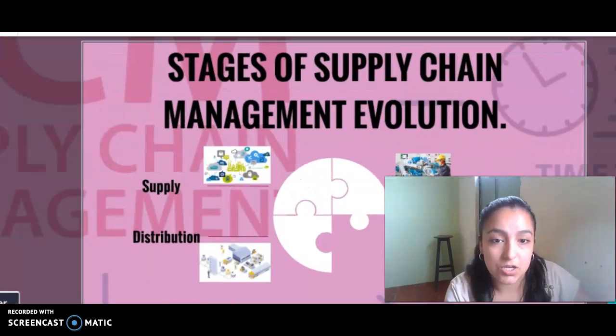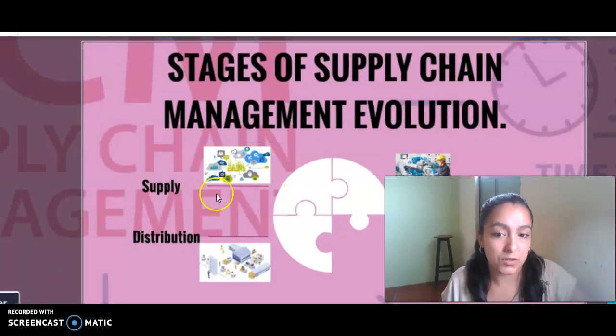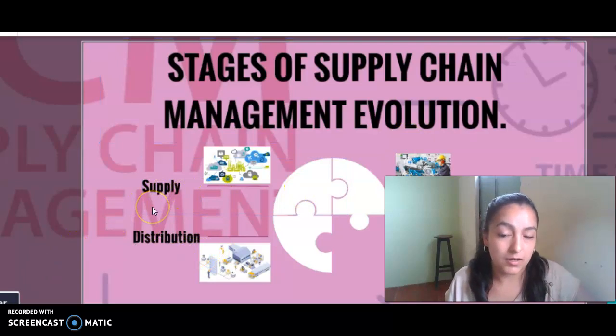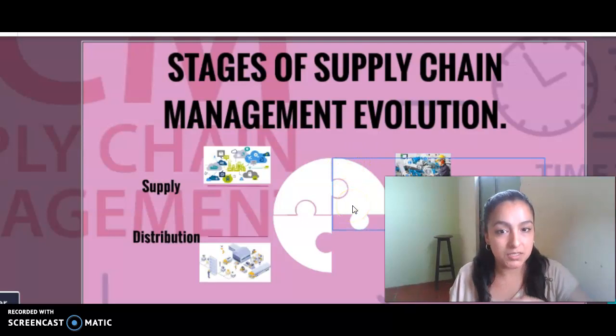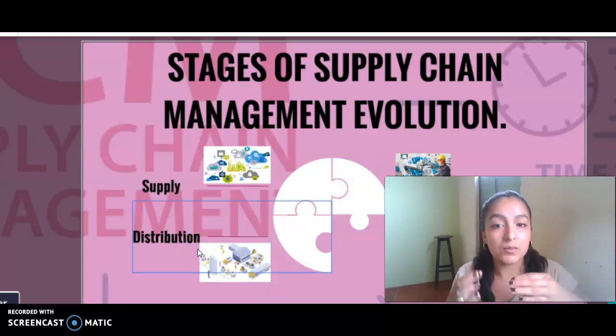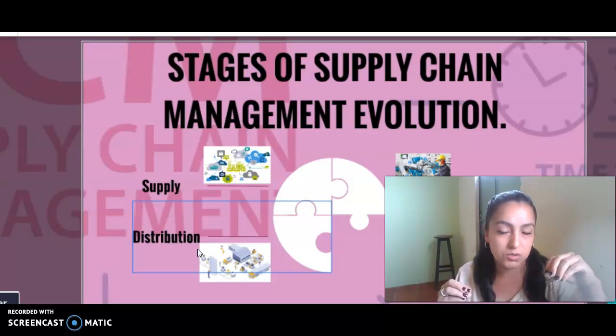And the stages of supply chain management evolution. They are three: supply, manufacturing, and distribution. The supply is how and where we obtain raw materials. Manufacturing converts the raw materials into finished products. And distribution transfers the final product to the shops, factories, and places of sale so that it can be purchased by the customer.